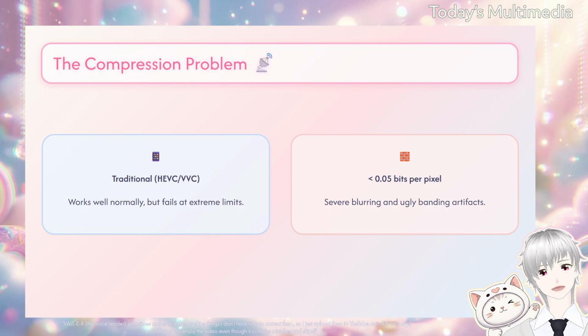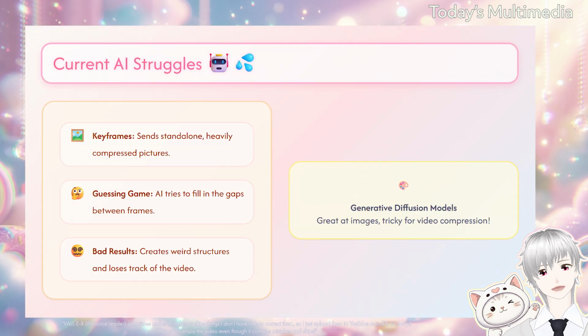But when you have to squeeze the video file down to an extremely tiny size, which experts call the extremely low bitrate regime, these traditional methods completely fall apart. Specifically, we are talking about compressing videos down to less than 0.05 bits per pixel. At that tiny size, traditional video codecs just give up, leaving you with severe blurring or banding artifacts that look terrible. To fix this, some researchers started using deep learning AI, specifically something called generative diffusion models.